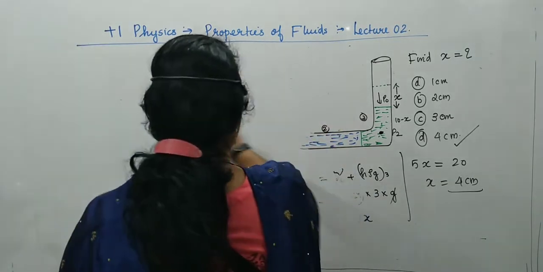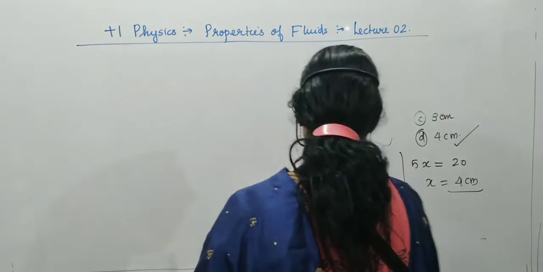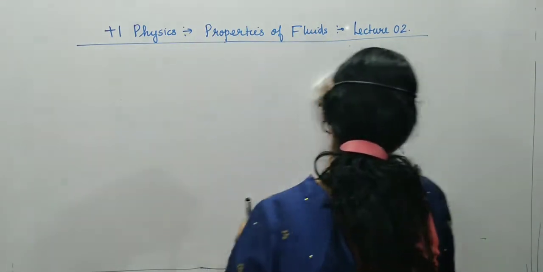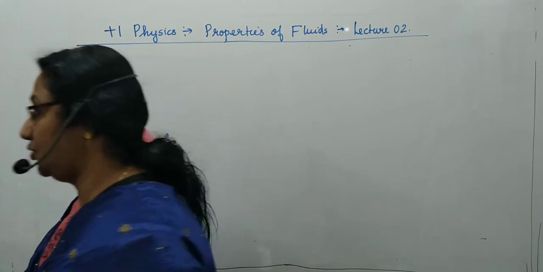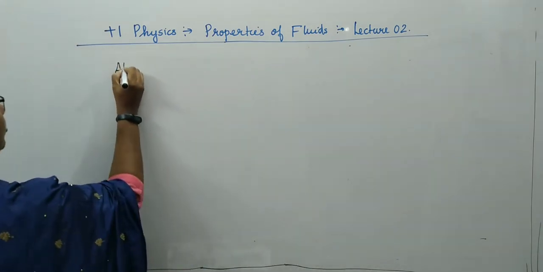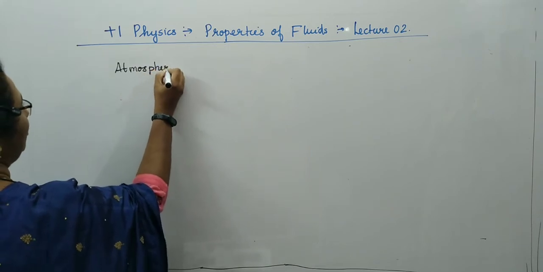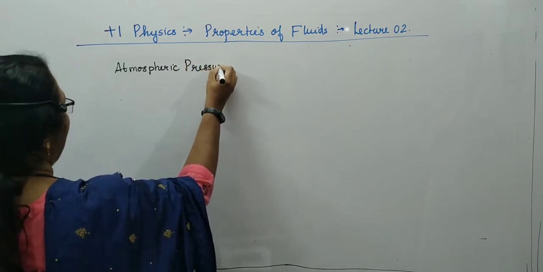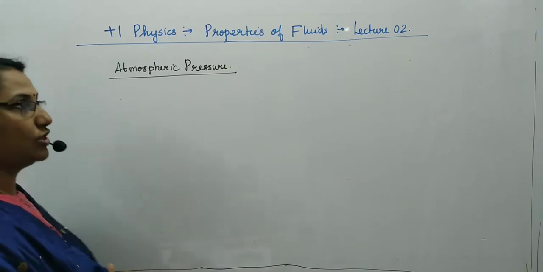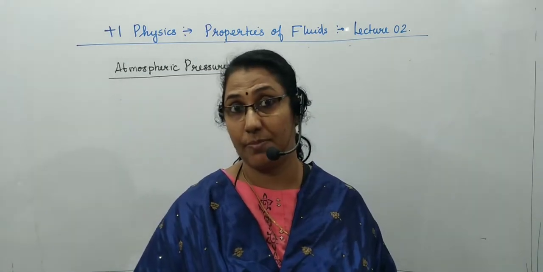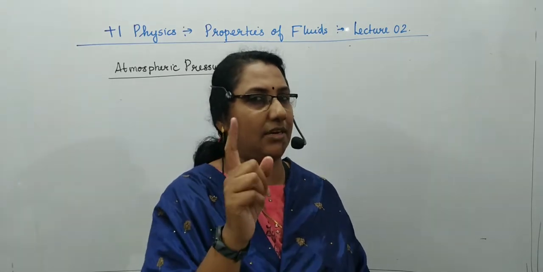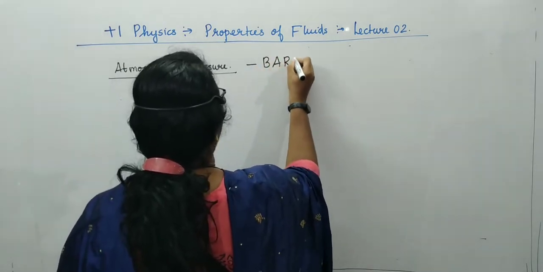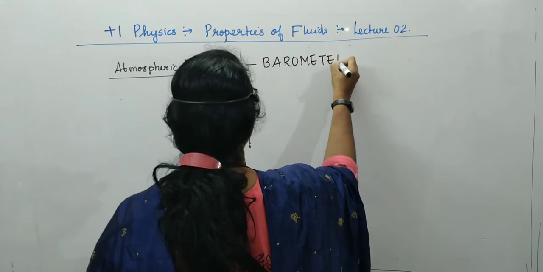Clear? So we understood that the atmosphere always exerts a pressure on the surface, and fluid pressure is h rho g. So the total pressure will be P0 plus h rho g. We were discussing both the atmospheric pressure and also the fluid pressure. Can you say which device is used to measure the atmospheric pressure? Very good, I am sure you have said that it is the barometer.